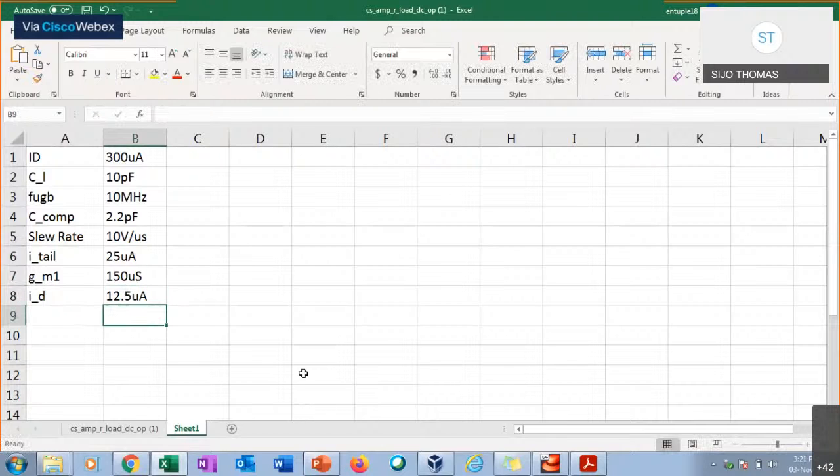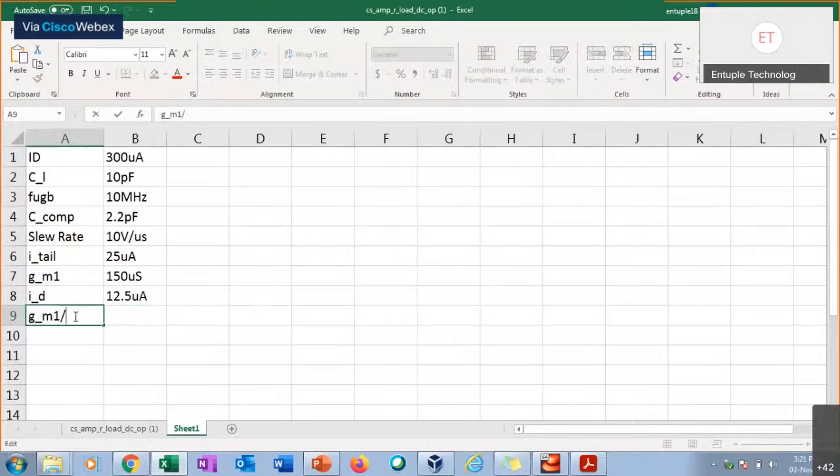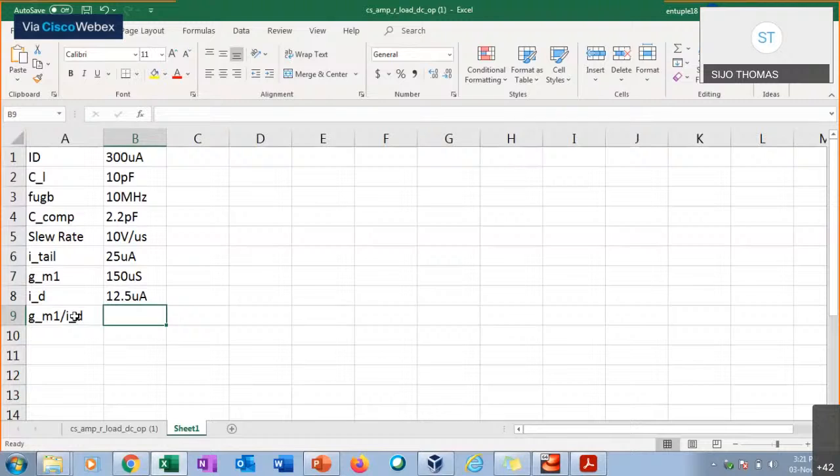Now we have the values for GM and ID, so we can calculate the GM by ID ratio. GM divided by ID is 150 divided by the ID, 12.5 microamps, and that turns out to be 12. So the ratio we got is 12.